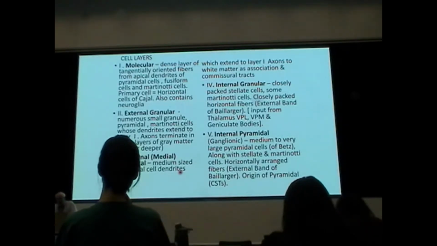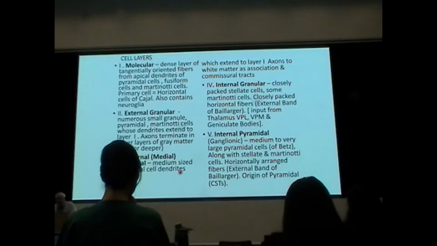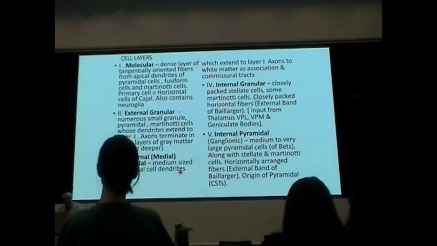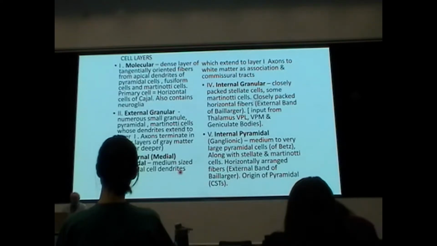Then 4 is another granular layer. There are some small cells there that look like stars, so they call them stellate cells. There are some more Martinotti cells in there. In this area, there's a lot of transmission of fibers within this layer, running from side to side in the layer, okay? Almost like in layer one, where the Cajal cells are parallel to the outer layer. These fibers are closely packed fibers integrating information that's within the cortex itself, okay? They are receiving input from the thalamus, the ventral posterior lateral nucleus, ventral posterior medial nucleus, probably ventral lateral nucleus, definitely thalamic, okay? These are thalamic fibers. This is information that's being relayed there, okay?